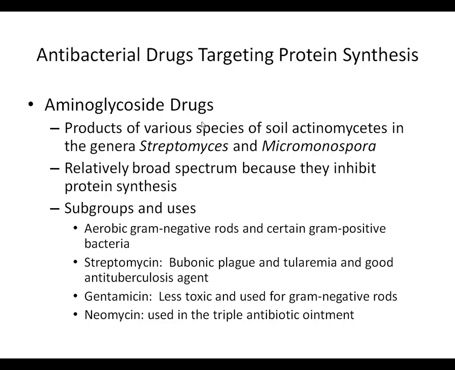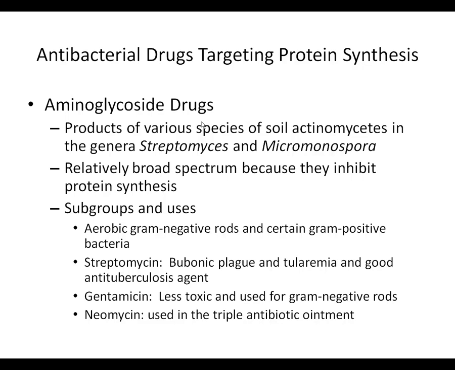We don't think about bubonic plague, but we actually do have small outbreaks of bubonic plague in a number of different places throughout the world, and this is a good way to effectively control it. Gentamicin is less toxic than streptomycin and some of the other aminoglycosides, and this is a little more narrow spectrum than some of the others, and it's used primarily against gram-negative rods.